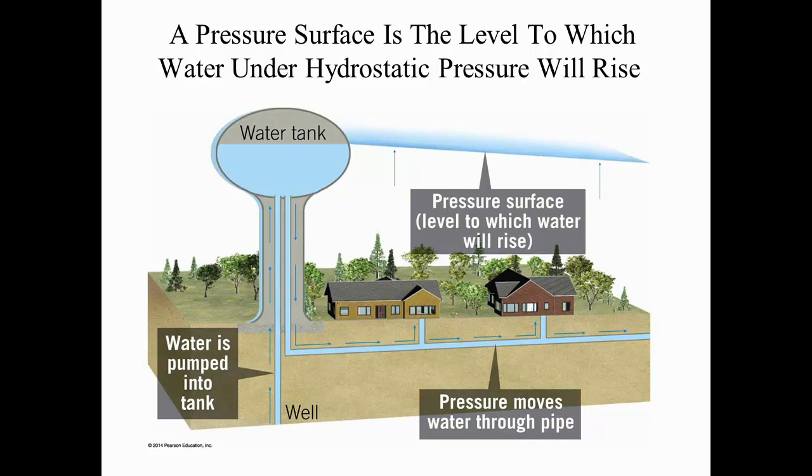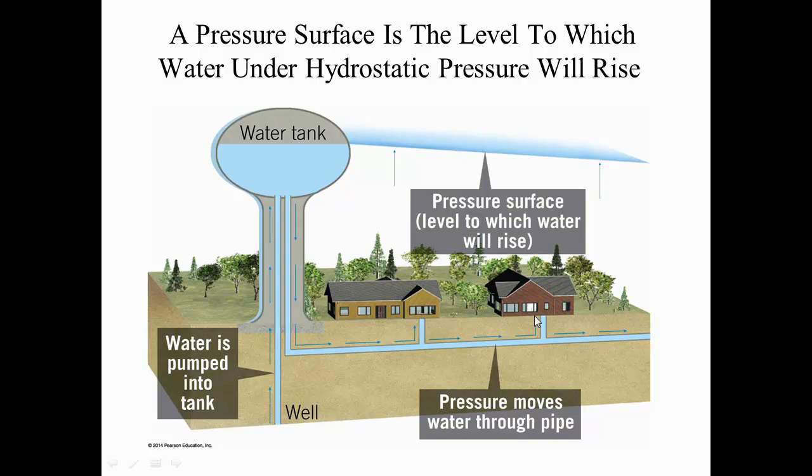as, for example, in our municipal water system, where there's a water tank into which water is pumped so that it's partly filled, and the height of the water within the water tank defines what's known as the pressure surface. Now, the pressure surface is simply the level to which water will rise. And as a result, it's the pressure surface that allows our water to flow under pressure when we open the faucet within our homes.